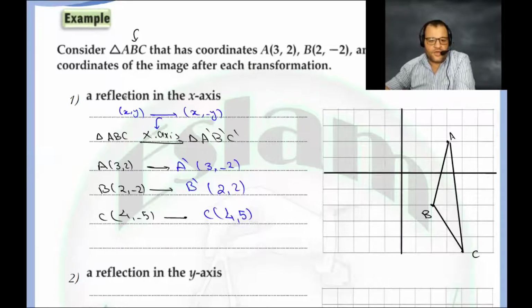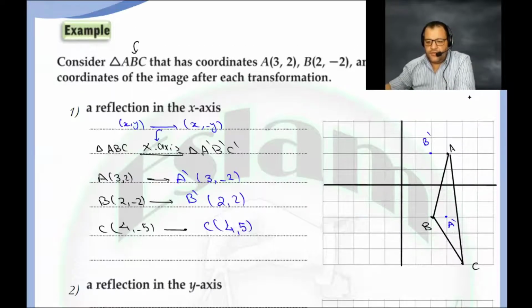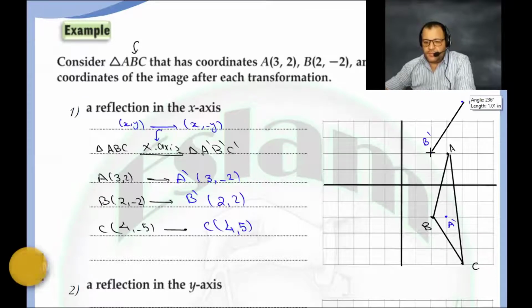Now we need to graph the image. So 3 and negative 2, that's the first point. 2 and 2. 4 and 5. There's not enough space, 5 is above here. So that's C. Fine, so we can draw the line.